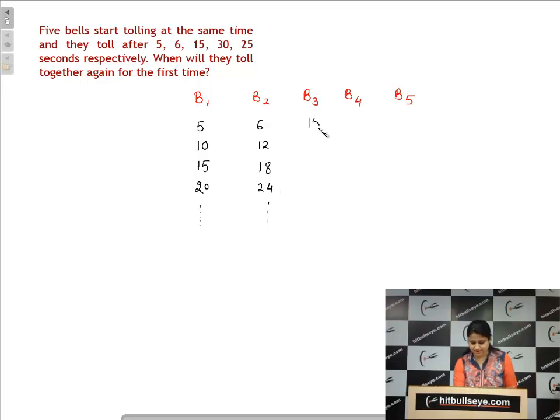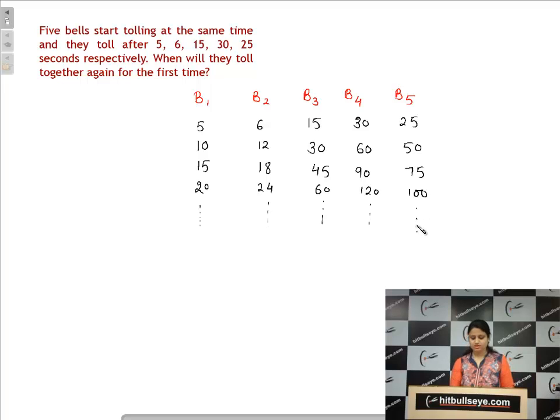In case of B3, time is 15 seconds. So these are the possible cases. Then we will have 30 and so on. Then B5 is given. So we are looking for a time when all the bells are tolling together. You can see this is nothing but 5's multiple.